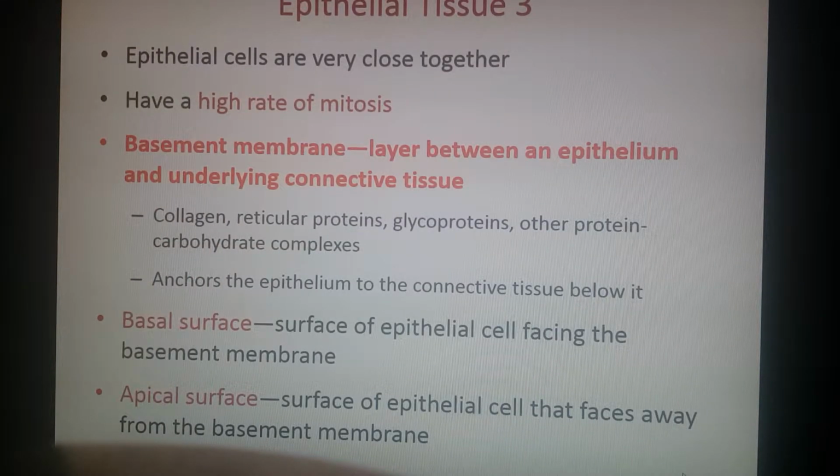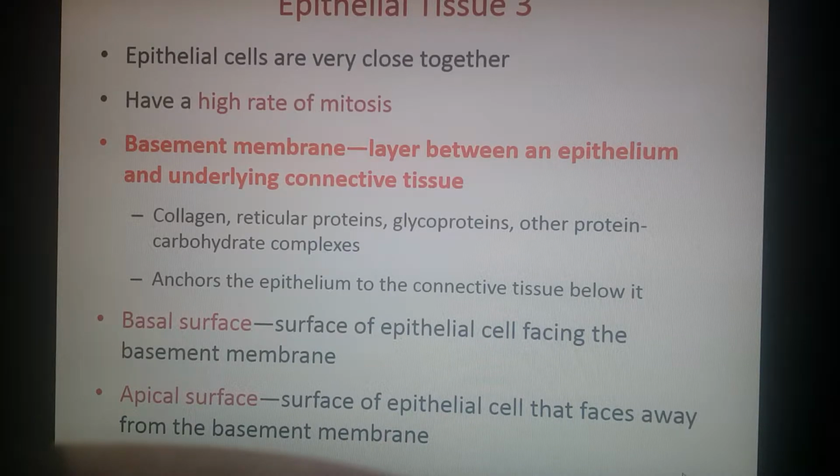So the epithelial tissue has a high rate of mitosis, so continuously always making new cells, because the epithelial tissue is in an area where it's exposed to the outside environment, and so it's more likely to get damaged, and so you need to replace those cells.